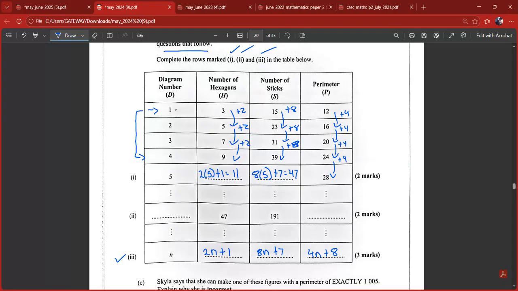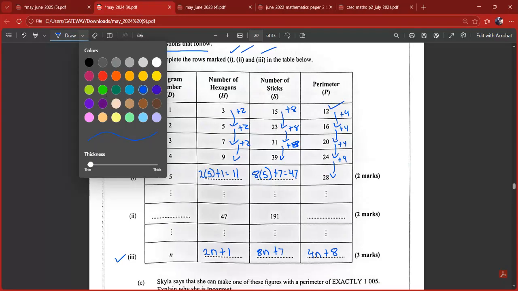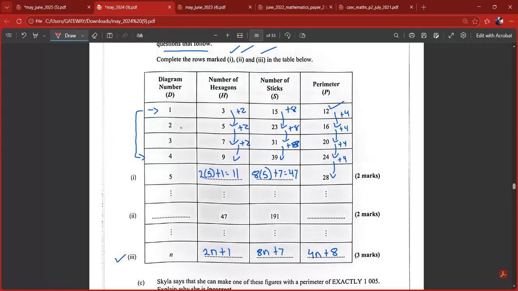Figure 1 it could be 4 by 1, which is 4, plus 8, which is 12. It will work out there. Then 4 by 2, which is 8, and 8 plus 8 is 16, works out. 4 by 3, which is 12, and 12 plus 8 is 20. 4 by 4 is 16, 16 plus 8 is 24. 4 by 5 is 20, plus 8 is 28, so it works out there.